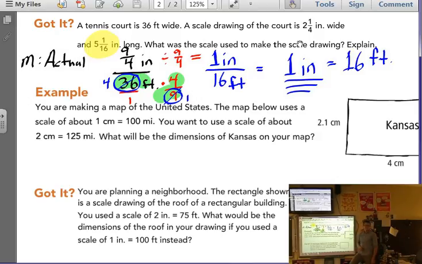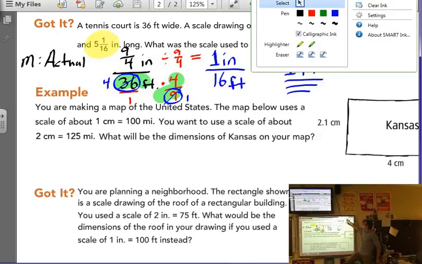5 and 1/16. Don't you have to do 5 and 1/16 as a decimal? Yeah, but we know that 1/8 is 0.125, so we could cut that in half if we wanted. It would be 81. I'm not certain. I'd have to grab a calculator. And is it 81? It is. It's 81 feet? Yeah.